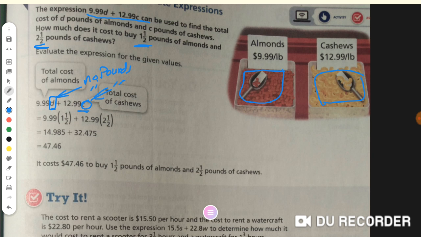So to calculate it, I have to multiply the cost of 1 pound by the number of pounds which I need, plus the cost of 1 pound of cashews multiplied by the number of pounds I need. This is the mathematical expression. We call it an algebraic expression.